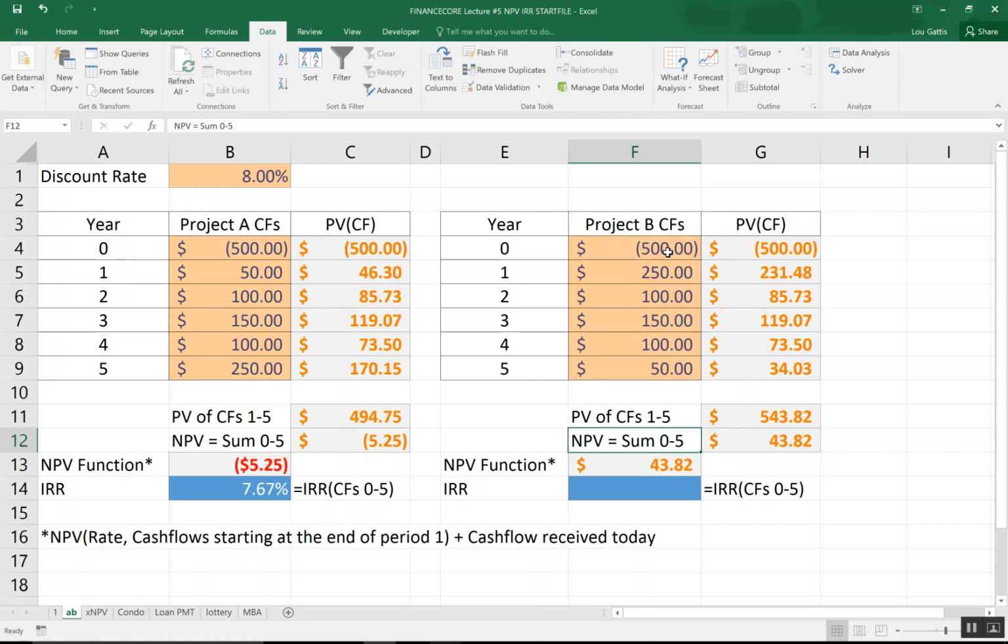So this implies the NPV is greater than 0, therefore I want to accept the project, which must mean that the IRR must be greater than 8%. And there it is, 12%. So that's NPV and IRR. They're used to make investment decisions.